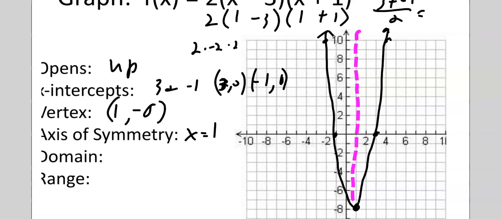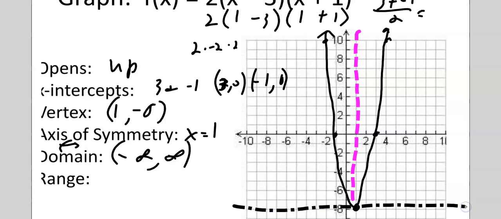Now the domain, remember, domain is left and right. So it's going to keep going left, and it's going to keep going right forever. The range is down here. How low does it go? Well, it goes down and includes negative 8. And it goes up to positive infinity.